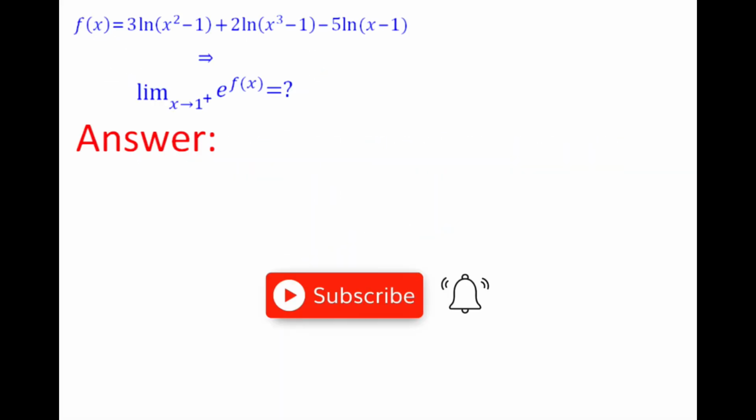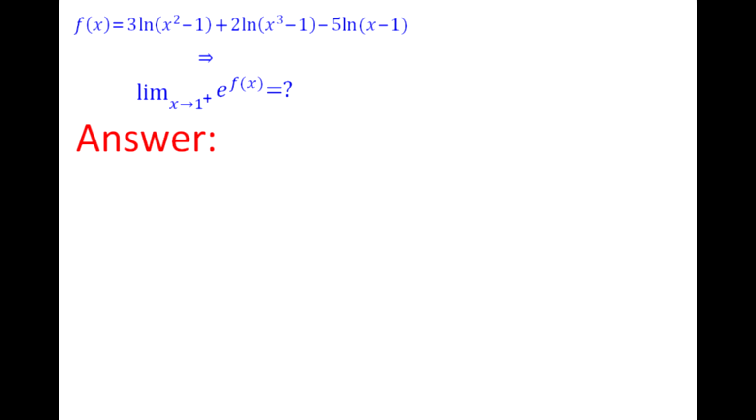Here guys, the question is: f of x is 3 times ln of (x squared minus 1) plus 2 times ln of (x cubed minus 1) minus 5 times ln of (x minus 1). And if this is the case, then what is the value of the limit when x approaches 1 from the right side of e to the power of f of x? So basically we have a limit question, but the function is given to us as a natural logarithm.